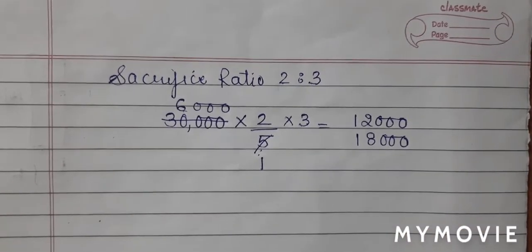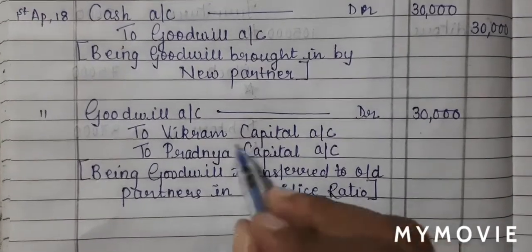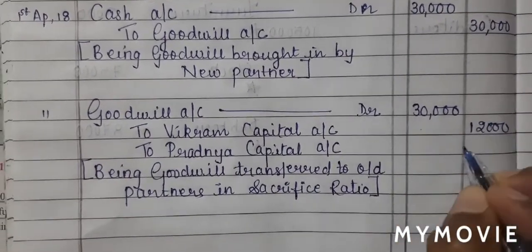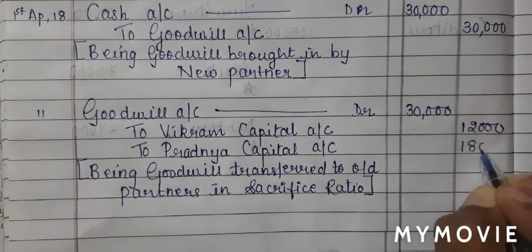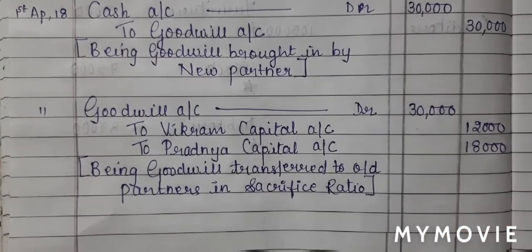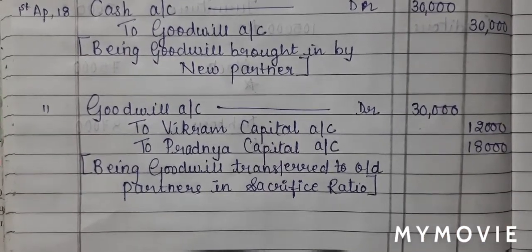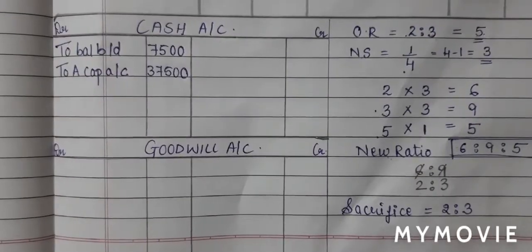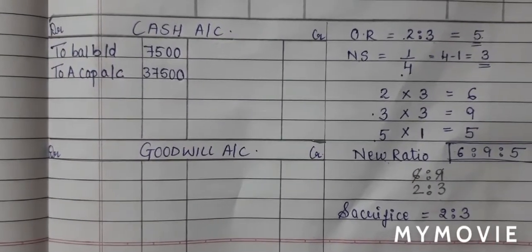Let's put it up in our journal entry. So for Vikram, the amount will be 12,000. And for Pradnya, the amount will be 18,000. Now we will pass this journal entry into ledger. We'll post it into ledger. So keeping the journal entry in our mind, let us focus on it.